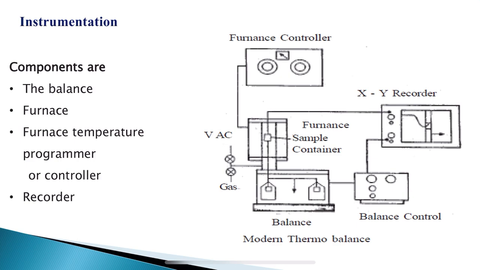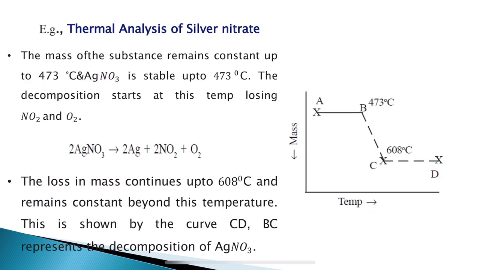What is meant by thermogravimetric analysis? As the name itself says, gravimetric means the measurement of mass. We are going to measure the mass. That was discussed in our previous class, and we also briefly discussed the principle. We took the example of thermal analysis of silver nitrate, and there we saw how the decomposition temperature of silver nitrate is observed. This is the graph which we discussed in our previous class.